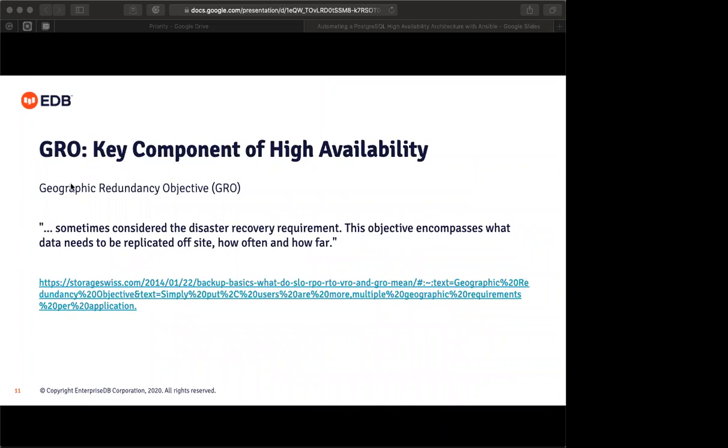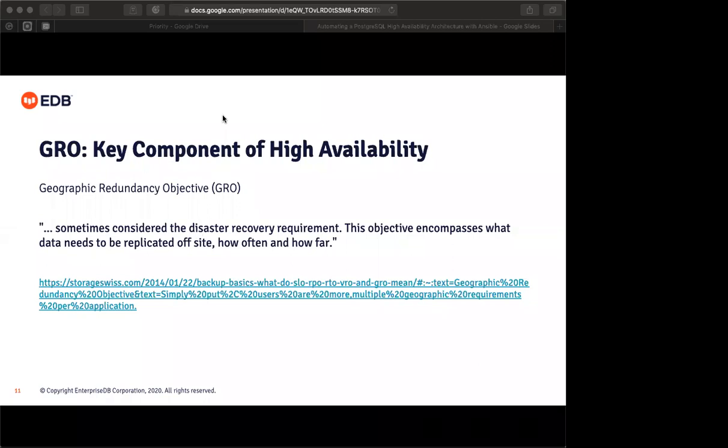There is another concept called GRO. Again, it's a geographic redundancy objective or geographic recovery objective. Both terms are very well known. It's kind of a recovery point objective. It includes RPO, RTO, or both across the geography.